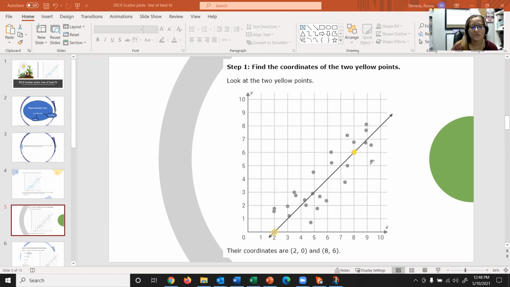Okay, so looking at these 2 yellow points, they have them labeled down here. This one down here is 2, 0. We're going over 2 places and then up 0. And then this one over here is 8, 6. We're going over 8 places on the x-axis, and then we're going up 6 on the y. Okay, the first thing we're going to do is look at the slope of this line.